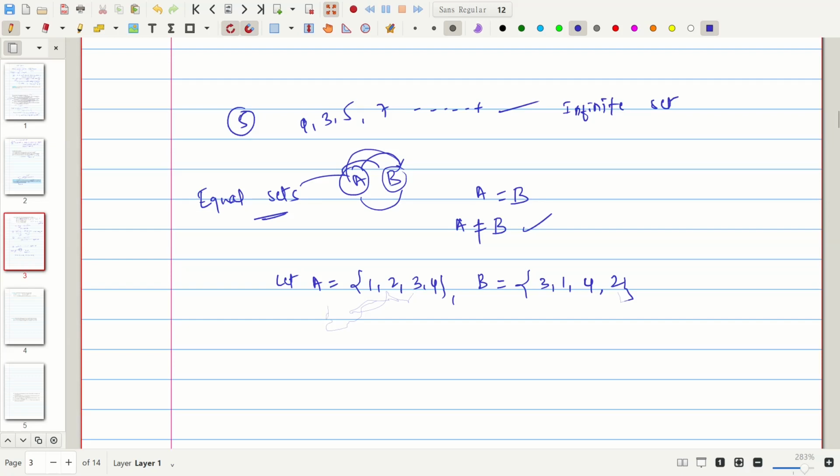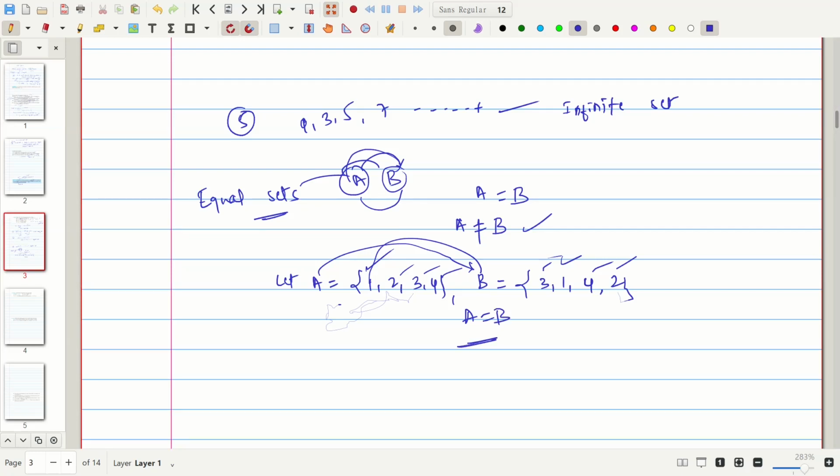These two sets are equal. Why? Because one is there, two is there, three is there, four is there. So we can say all elements of A are present in B, and all elements of B are present in A. Therefore, these two are equal.